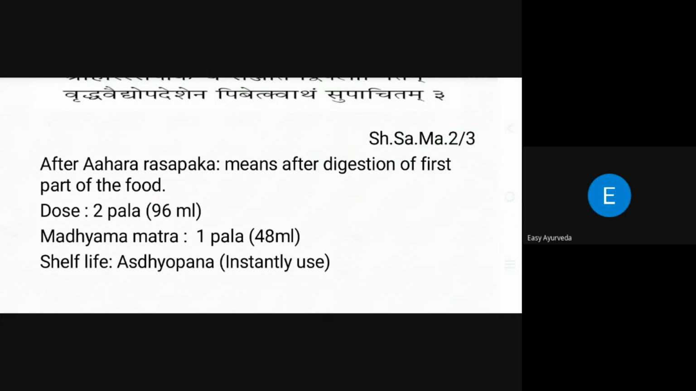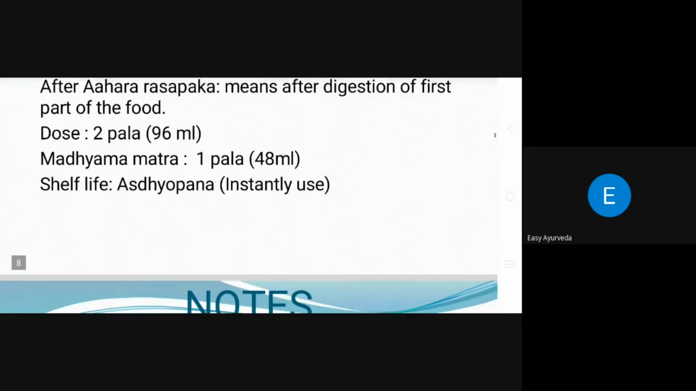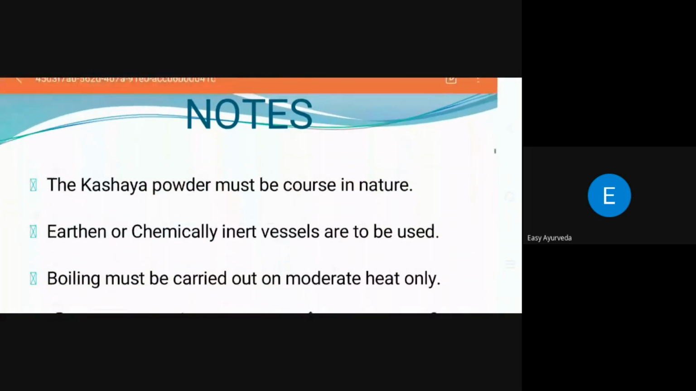There is no need to keep it for 24 hours, because if you keep it for 24 hours, definitely there will be changes in its chemical composition. So we have to use all Panchavidha Kashaya Kalpanas as Sadyopana. And now the notes regarding the preparation of Kashaya Kalpanas.